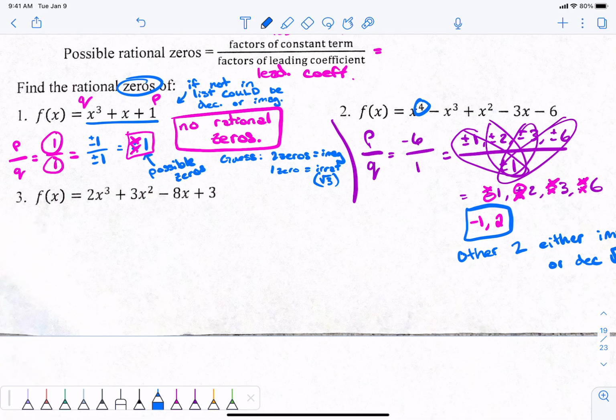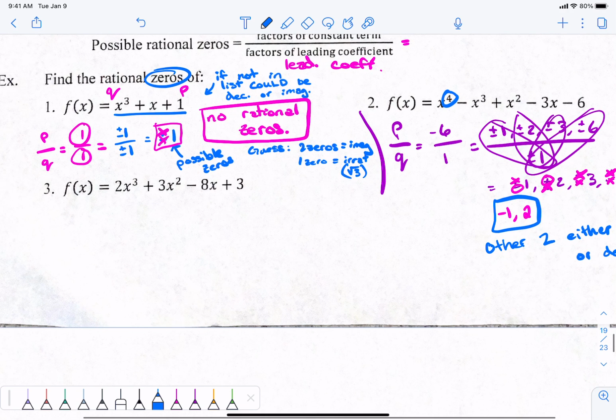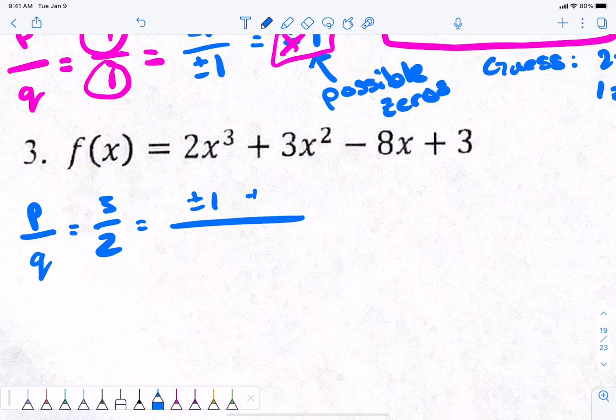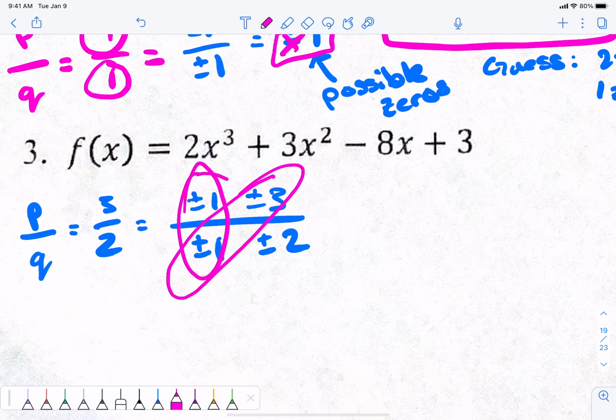Oh, these are ugly. Okay, so P is 3 and Q is 2. So we've got 3 over 2. Factors of 3: plus minus 1, plus minus 3. Factors of 2: plus minus 1, plus minus 2. So 1 over 1, 3 over 1, 1 over 2, 3 over 2. That's disgusting.